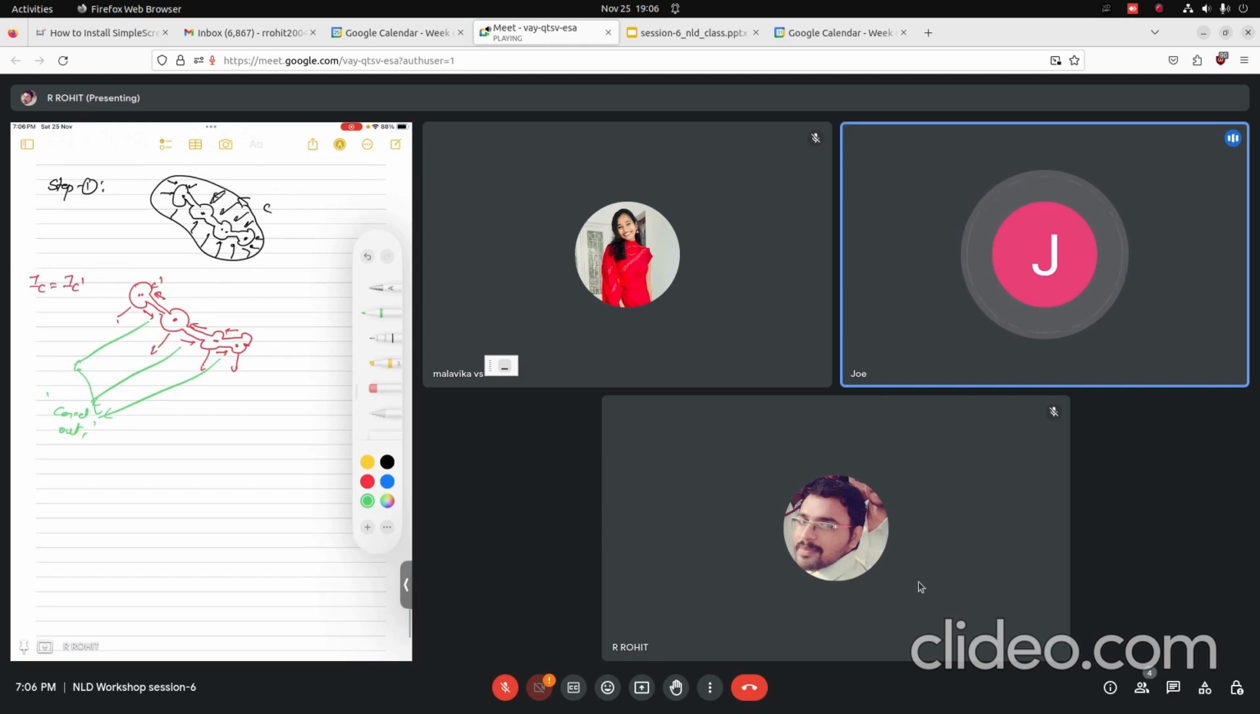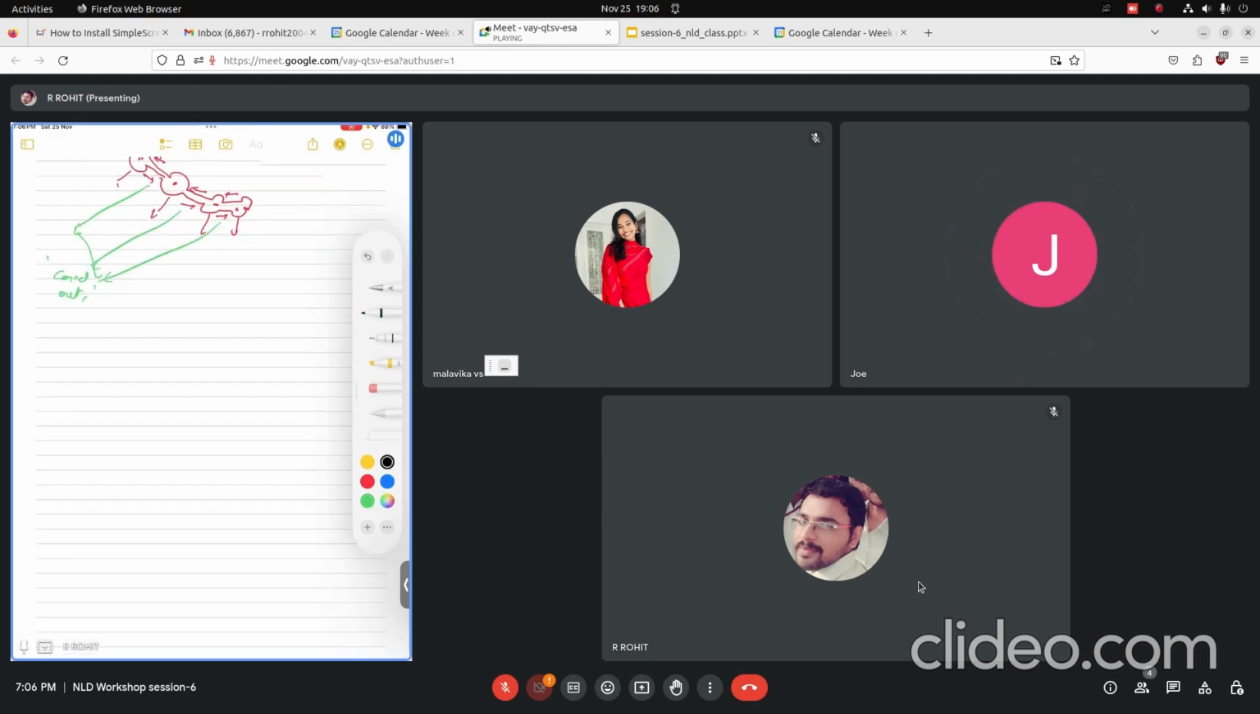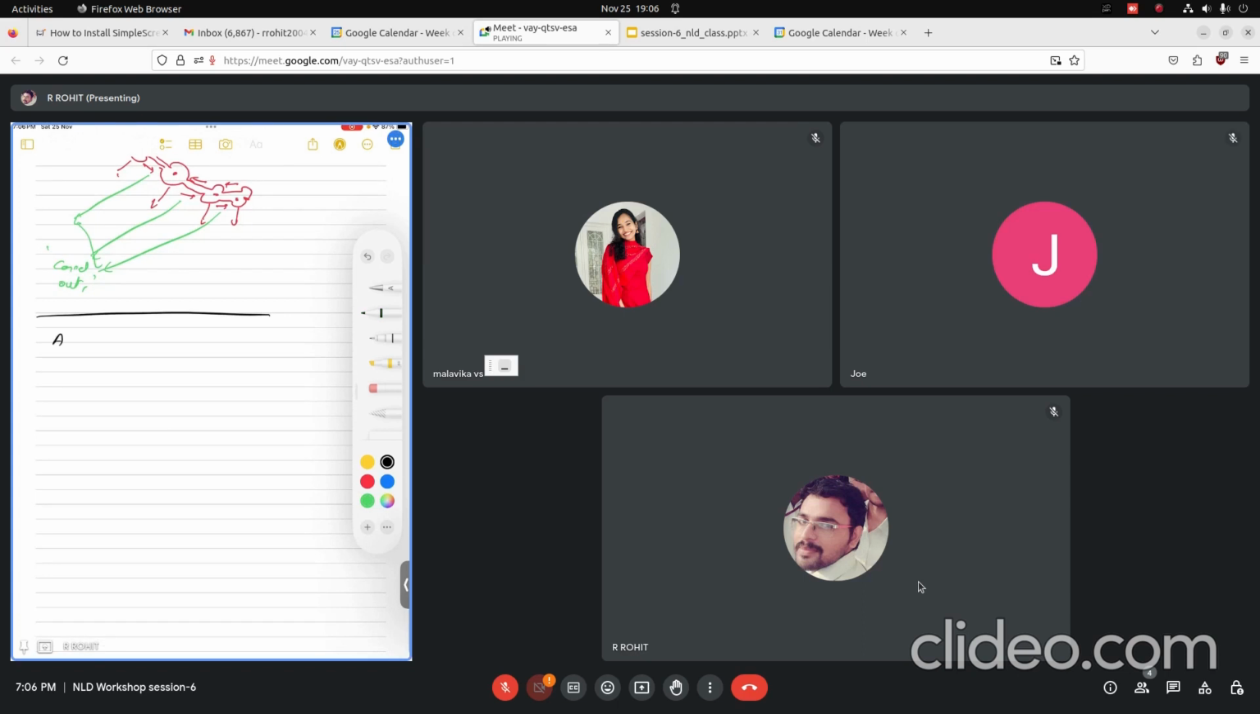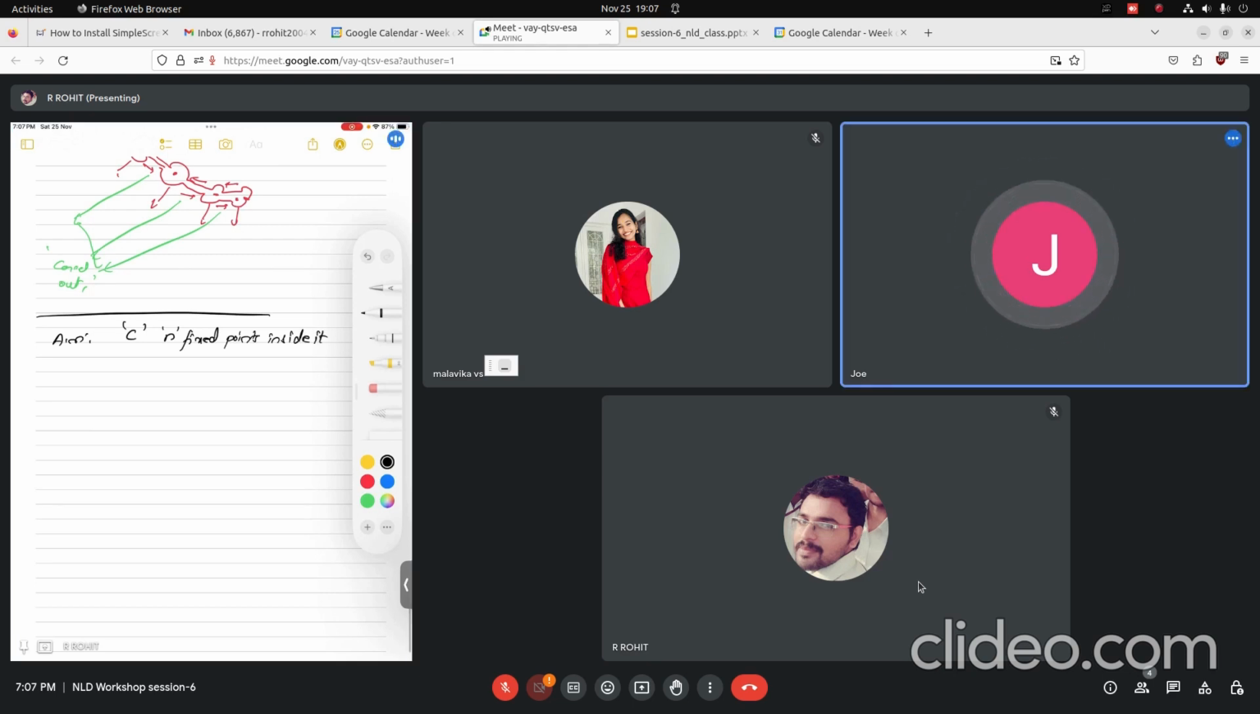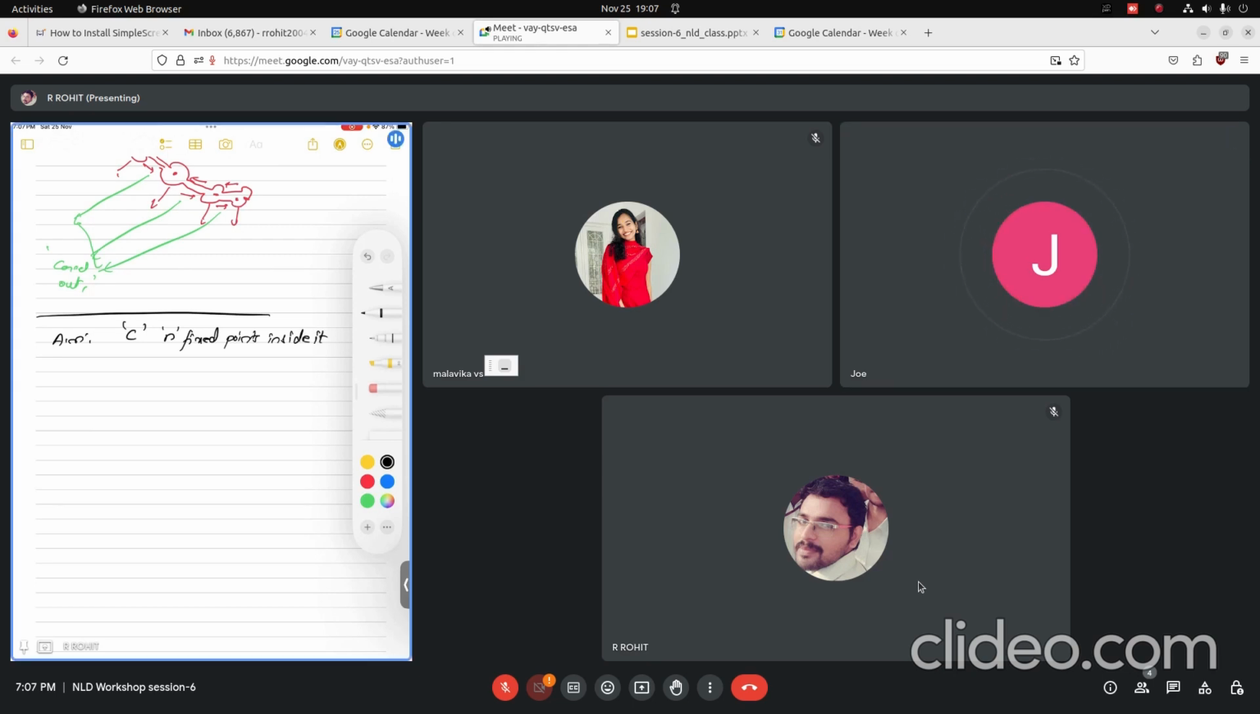okay, sure. Yeah, sure, I will explain. So our aim is, you have a curve C and it has n fixed points inside it. Now we need to find the index of this closed curve. That is our aim.